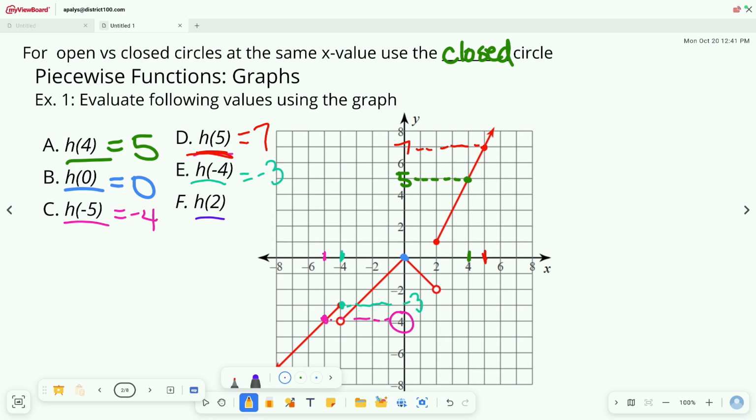Okay, h of 2, the x of 2 is right there. Which value are we going to want? 1, because we want the closed circle. Okay, so they're giving you the x, you need to find the y. If there's an open versus a closed circle, you're choosing the value of the closed circle because that's the one where it does equal that number.